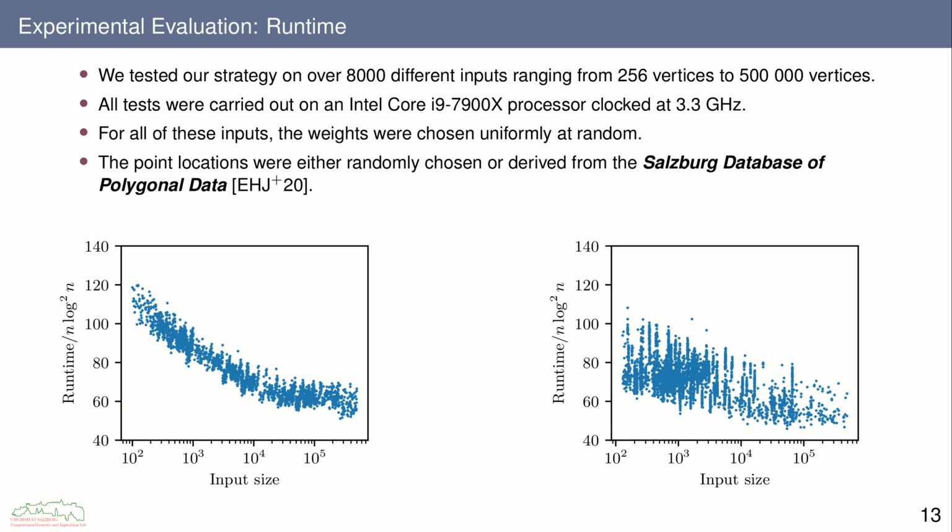In this case, the runtimes are a bit more scattered, but they do not increase. In particular, the actual geometric distribution of the sites does not have a significant impact on the runtime if the weights are chosen randomly. Therefore, our tests indicate an overall runtime of n log squared n time for these kinds of inputs.